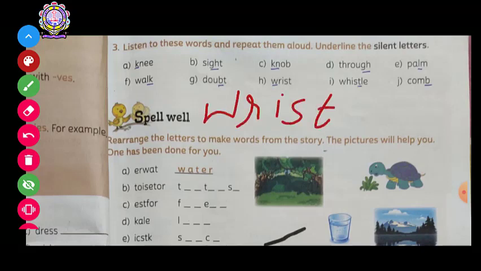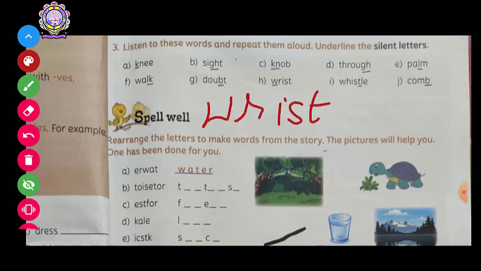Next. Wrist. WRIST. You know what is the meaning of wrist? Wrist means the part of your hand in which you wear your watch. That is why the watch is called a wristwatch. In this, the pronunciation is "rist". W is your silent letter. But the spelling is WRIST.